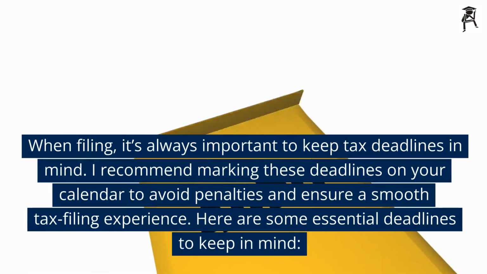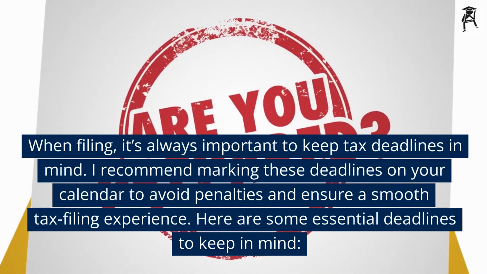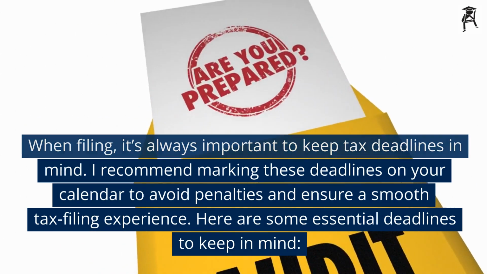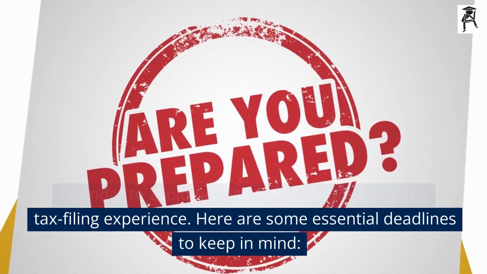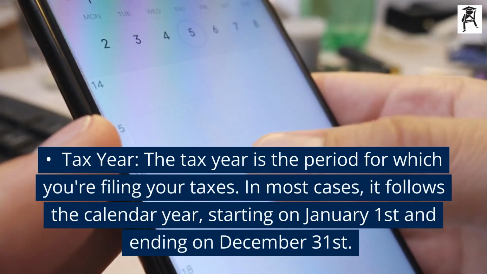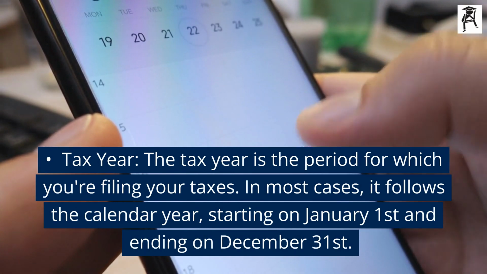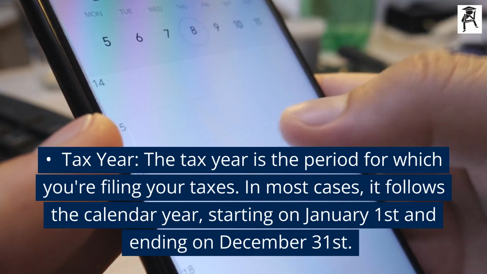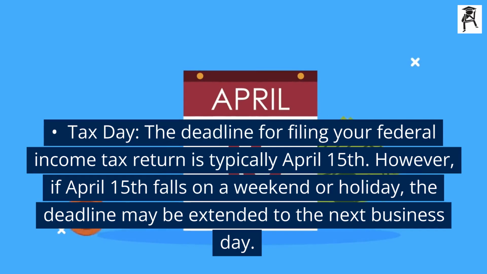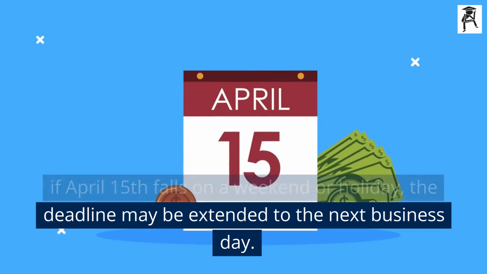When filing, it's always important to keep tax deadlines in mind. I recommend marking these deadlines on your calendar to avoid penalties and ensure a smooth tax filing experience. Here are some essential deadlines to keep in mind. Tax year. The tax year is the period for which you're filing your taxes. In most cases, it follows the calendar year, starting on January 1st and ending on December 31st. Tax day. The deadline for filing your federal income tax return is typically April 15th. However, if April 15th falls on a weekend or holiday, the deadline may be extended to the next business day.